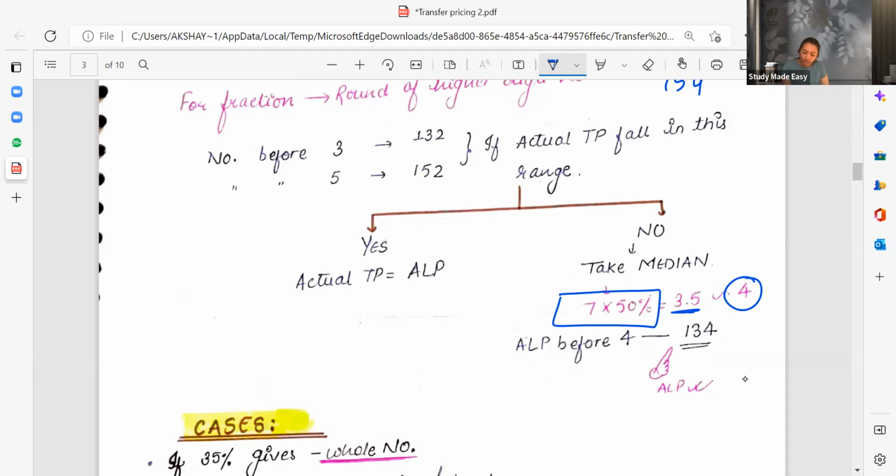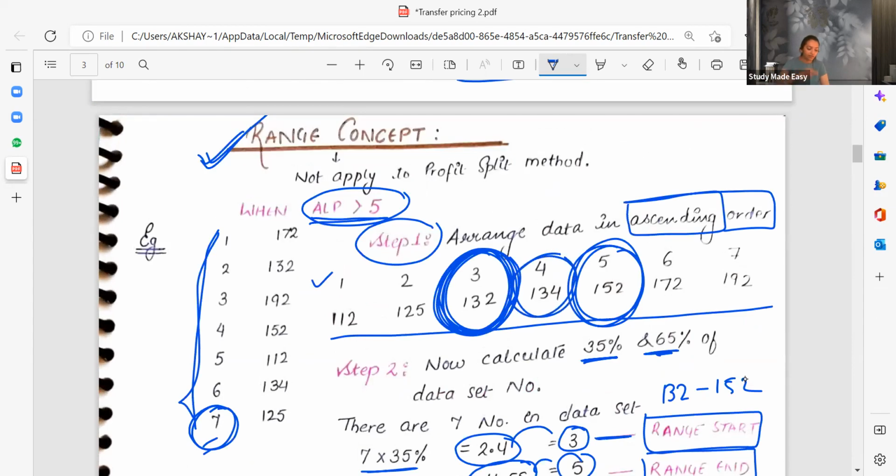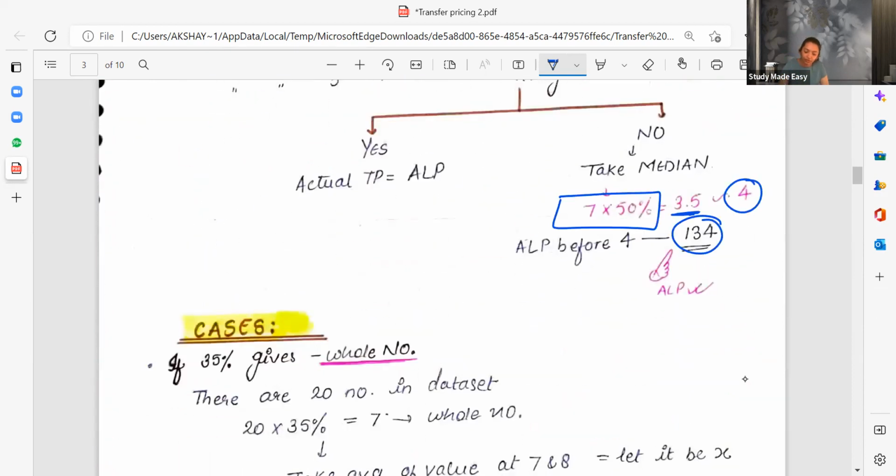So now what is written in front of 4? They have done nothing between the range; they have taken the median. Now this 134 is going to be your arm's length price. Understood? Step number 1, range concept.